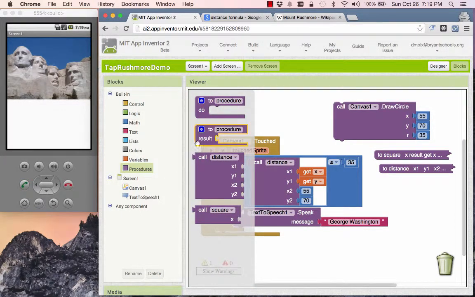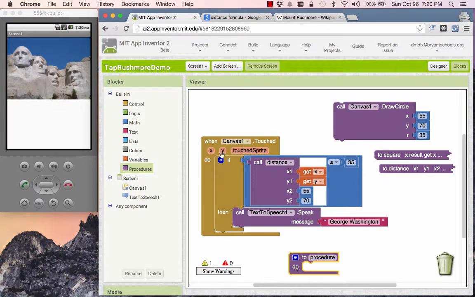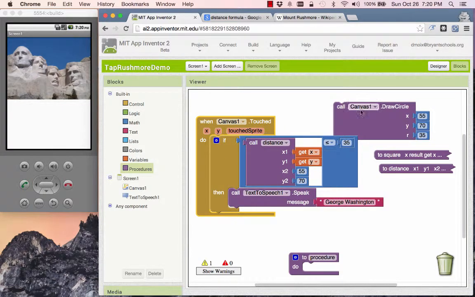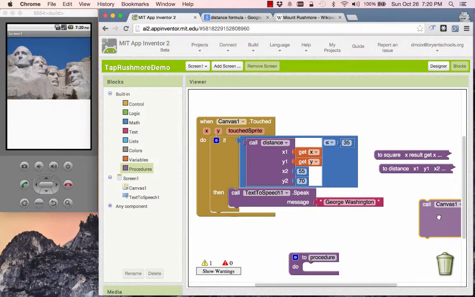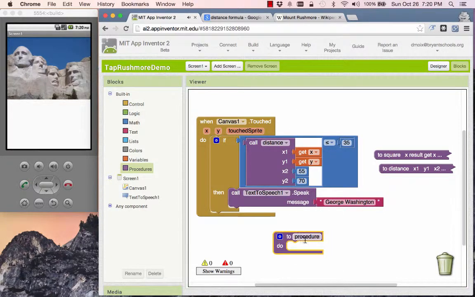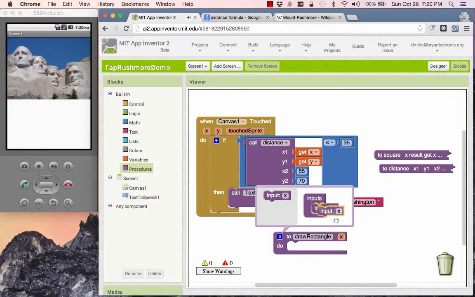Let's talk about a procedure to draw a rectangle. Now, because a rectangle does not have an answer, a rectangle is sort of a list of things to do, then we're going to use the one that does not have an answer. So how would I draw a rectangle? I need some values. I need the coordinates of the top left point and the coordinates of the bottom right point, for instance. So I'm going to take two ordered pairs.